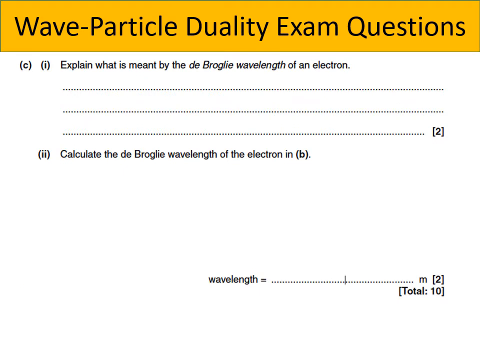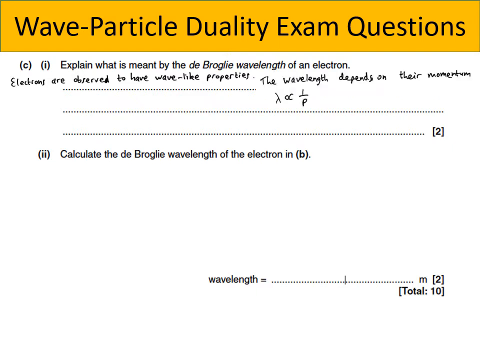On to C, part 1. Explain what is meant by the de Broglie wavelength of an electron. This is worth 2 marks. So to get the first mark, electrons are observed to have wave-like properties. Okay, that's your first mark. Your second mark would be to say that the wavelength depends on their momentum in the following relationship, i.e. the wavelength is inversely proportional to the momentum. So that will get you your second mark.